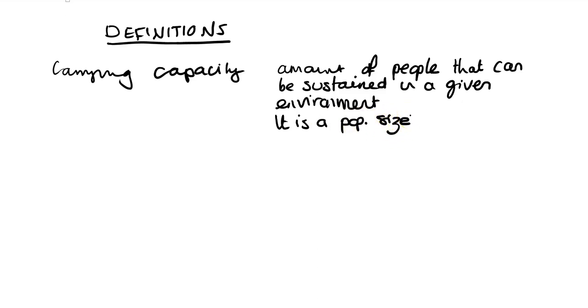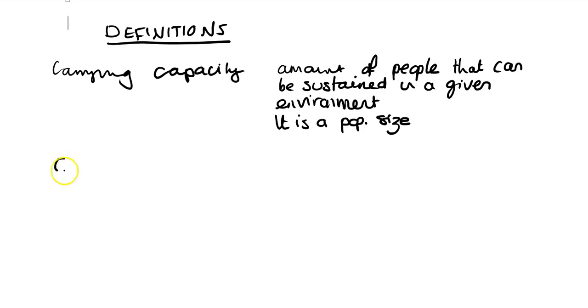So we might say that a particular ecosystem can support 30,000 people, like a desert ecosystem, compared to a really productive area of the world, like Thailand, perhaps could support 1 million people sustainably. Okay, so we're talking about numbers.